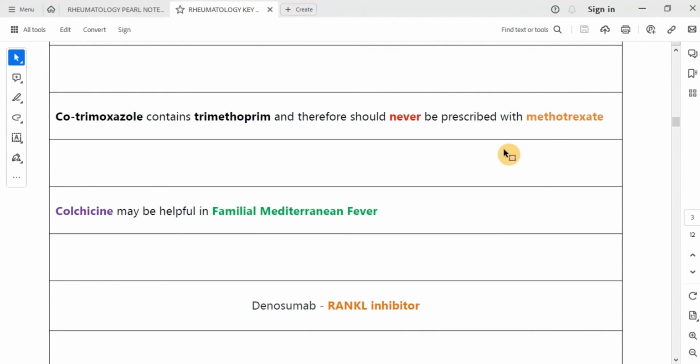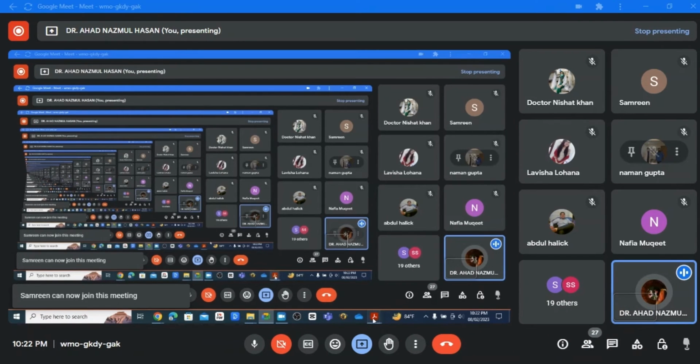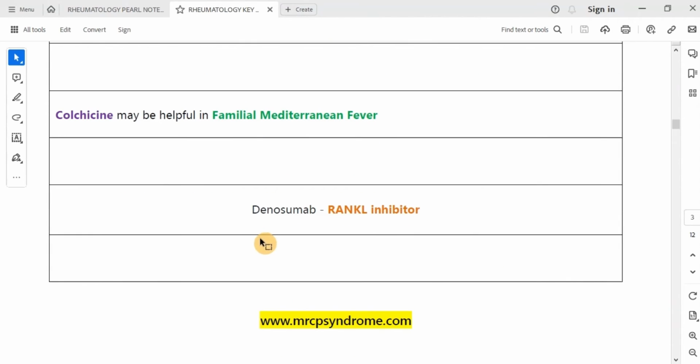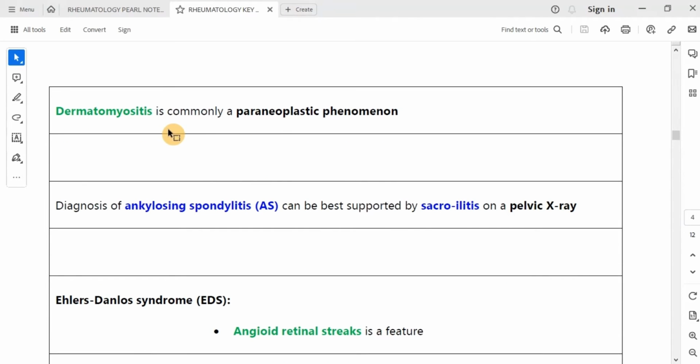Cotrimoxazole plus methotrexate will cause fatal bone marrow suppression leading to pancytopenia. Colchicine may be helpful in familial Mediterranean fever. Denosumab is the RANK ligand inhibitor, receptor activator of nuclear factor kappa B ligand inhibitor. Dermatomyositis is commonly a paraneoplastic phenomenon, and all patients with dermatomyositis should be screened to detect underlying malignancy.